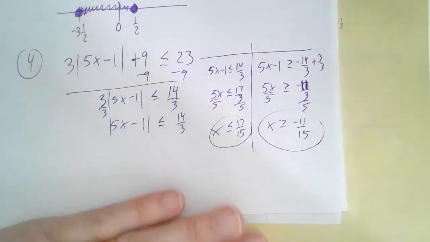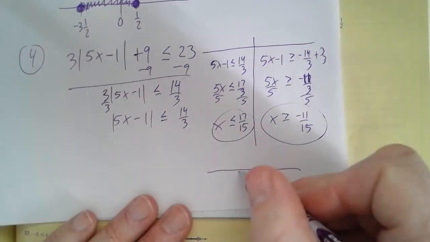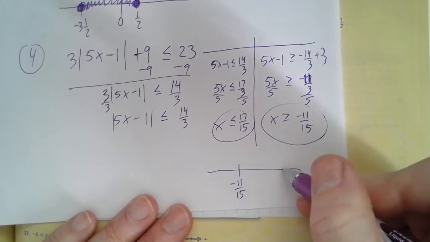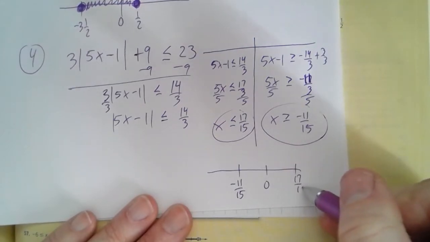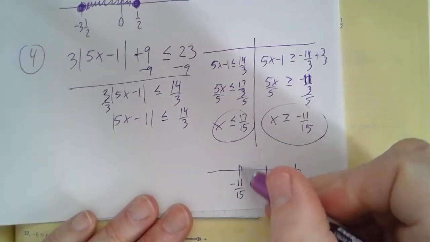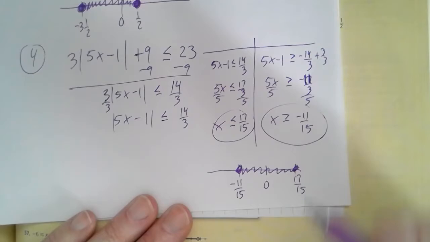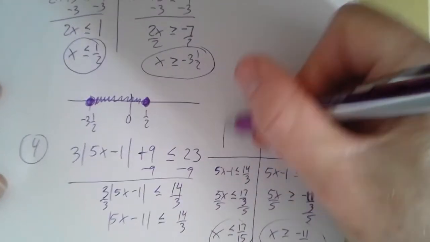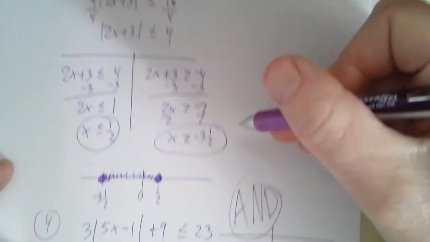So that one was kind of messy with all the fractions. And then you can make the graph. So here's negative 11/15. And then there's 0, and then over here would be 17/15. And closed circle, shade in between. All right, now what did all of these have in common? These are all ands. That was an and. It was trapped between two things. This was an and.